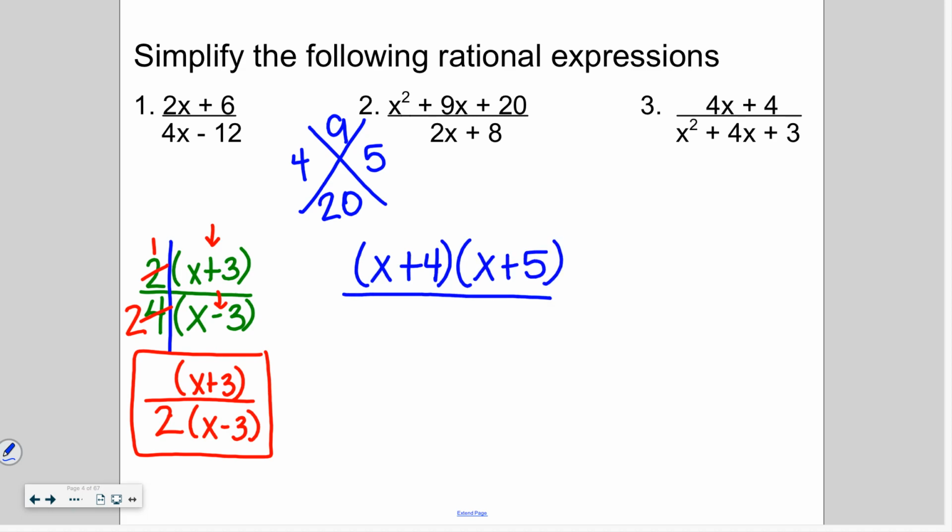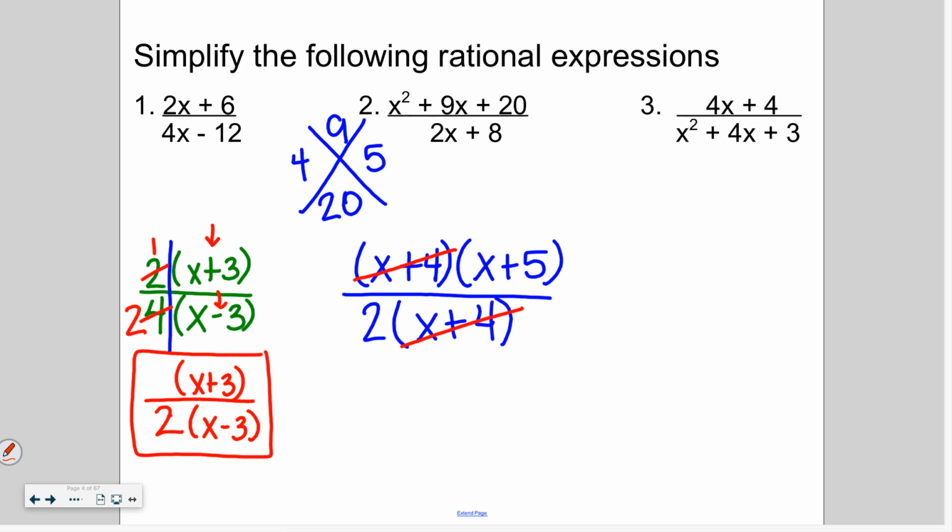Now if I look at the bottom, I have 2 terms. There's not a difference of squares, and it's not a sum and difference of cubes, but I do have a GCF. I have a GCF of 2. So if I take out a 2, I'm left with x plus 4. Now if I look at that, I have 2 parentheses that match. The x plus 4, so they would cancel each other out.